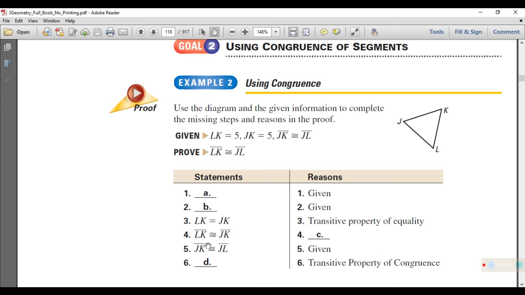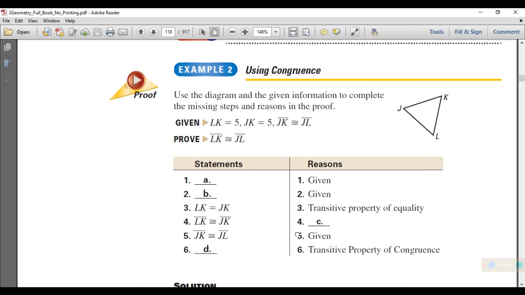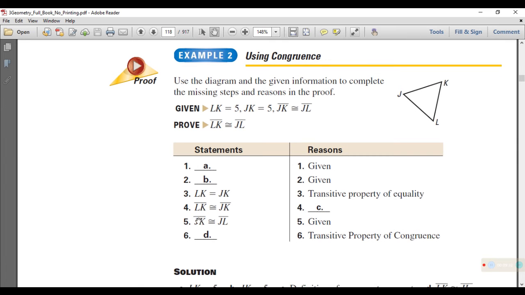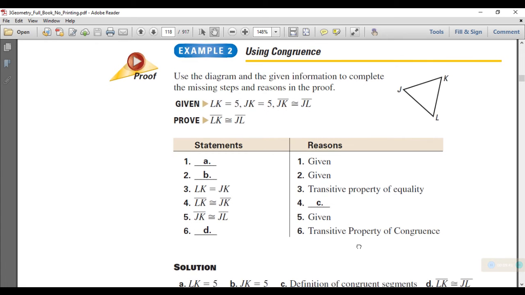Next, we have LK is congruent to JK. Ano yung reason nito? Okay, so meron tayo ditong symbol na equal. Definition of congruent segments, we have letter C. LK, or segment LK is congruent to JK since pareha sila ng measurement. Next, we have JK is congruent to JL. That is already given. Finally, dun sa D, we have transitive property of congruence.